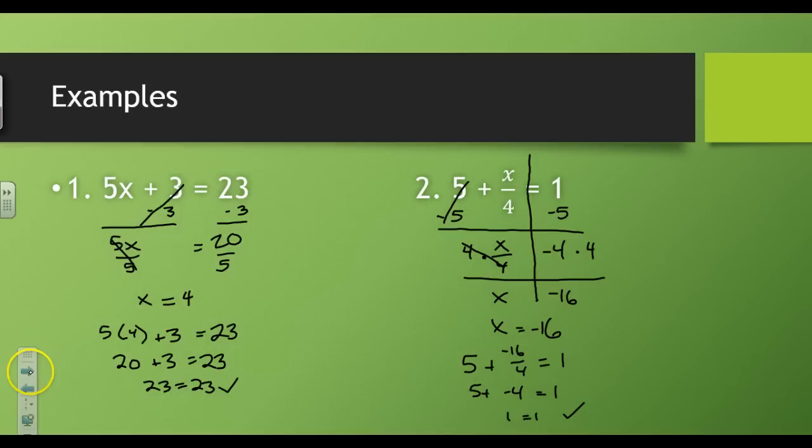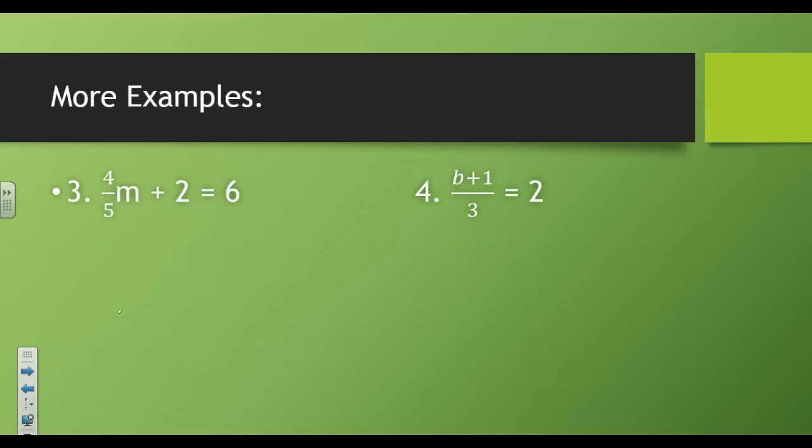A couple more examples. 4/5 m plus 2 equals 6. Now I've got that ugly fraction, and that's usually what I want to start with, but since this plus 2 is still kind of floating out there all nice and easy by itself, we're going to subtract that from each side first. So we end up with 4/5 m, this is a 0, equals 6 minus 2 is 4. Well, again, they're multiplying by a fraction, so I'm going to multiply by the inverse of that fraction.